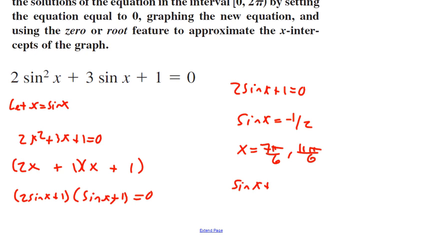Now let's use this factor. Sine of x plus 1 equals 0. I'm going to subtract 1 from both sides. And let's see here. Sine of what is negative 1? Well, that's going to be down near the third and fourth quadrant, in between the two. So that's going to be x equals 3 pi over 2. So those are the three values that will give us our solutions.